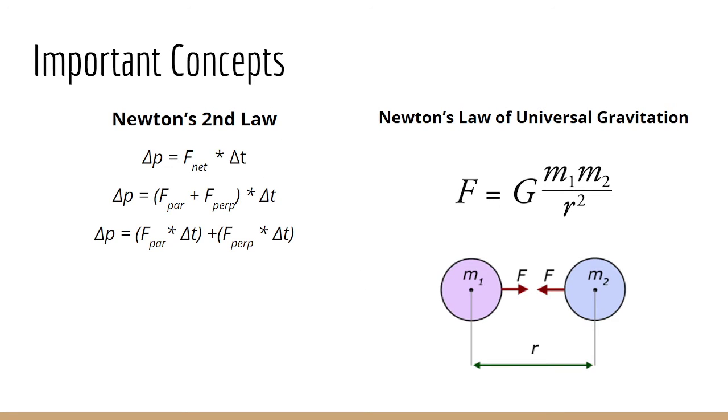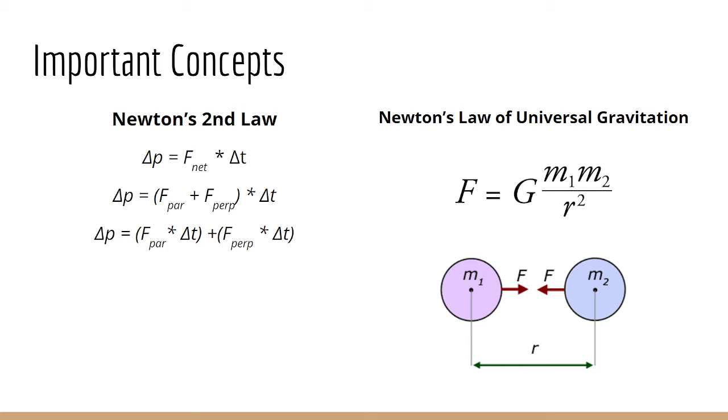The important concepts that I used in this lab were the momentum principle, Newton's second law, and Newton's law of universal gravitation. The equation for the rate of change of momentum has parallel and perpendicular components. It shows the total net force based on Newton's second law. The parallel component points in the same direction as the object's motion, and the perpendicular component points perpendicular to the motion and towards the center.